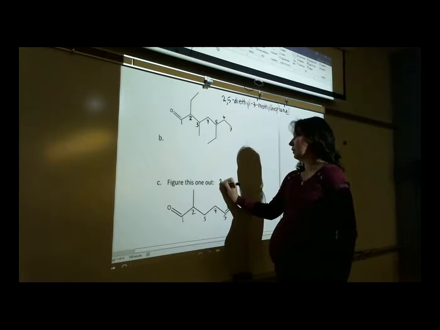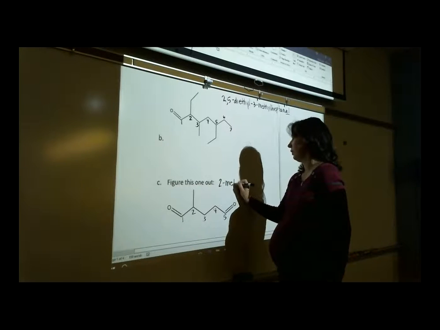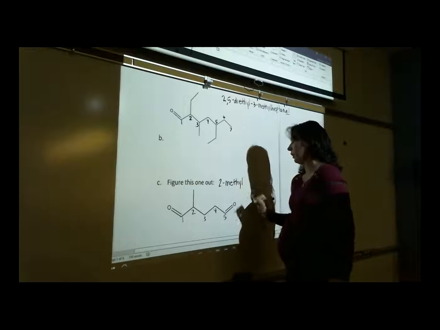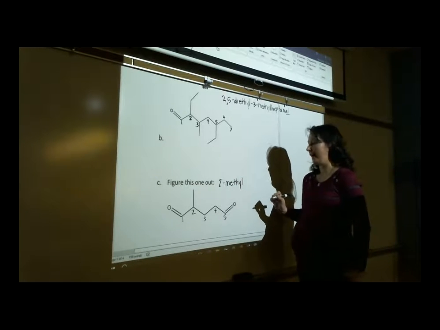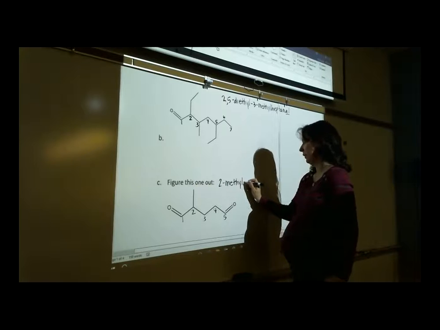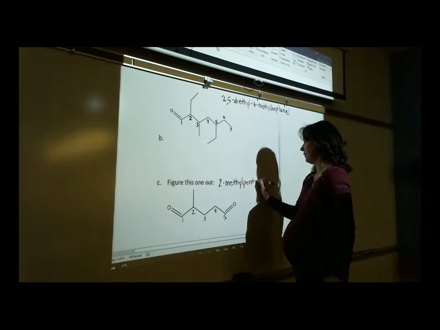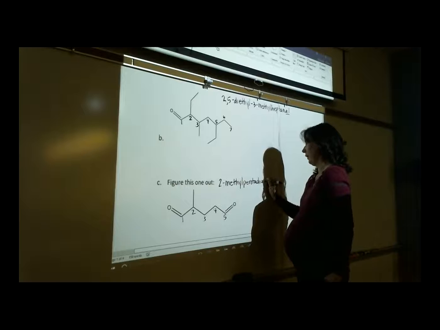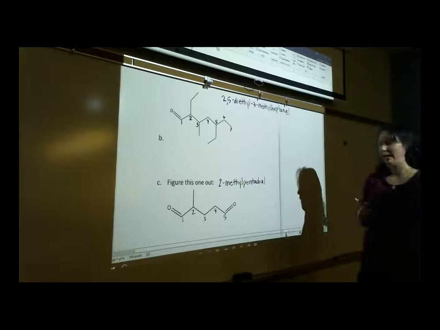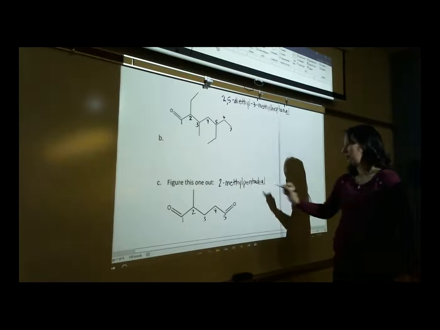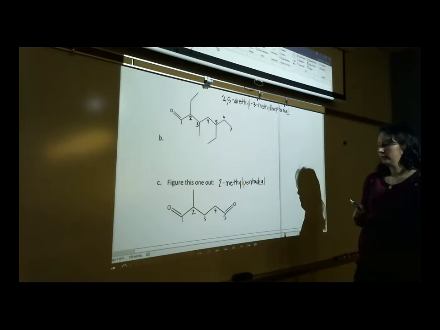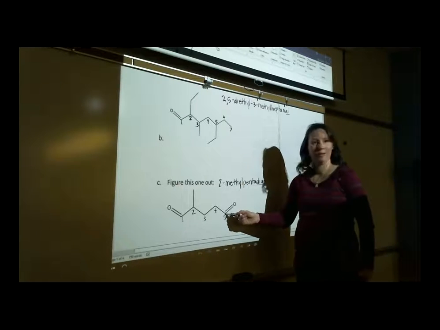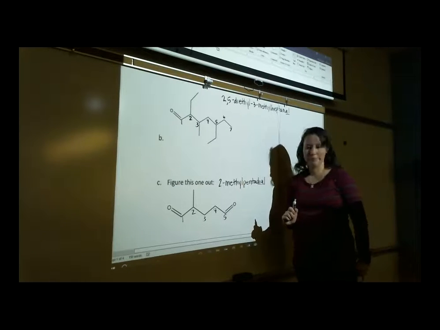So this would be 2-methyl. What is it called when there are 2 aldehydes? A dial, right? So this is 2-methyl pentadial. Pentadial. Oh, I missed one. I missed this one. I thought it was butadial. Oh, yep, that's a carbon. So that still counts as part of the chain. Yep.